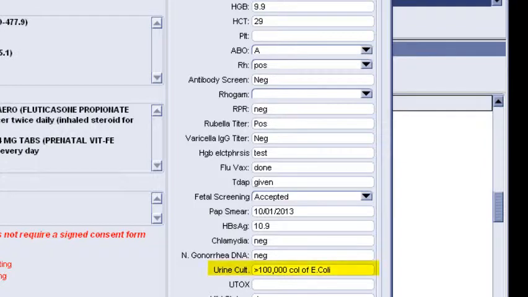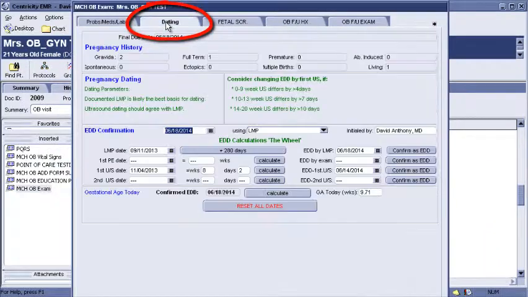The one thing that stands out in her particular case is that she has a positive urine culture, so we will need to make sure that she gets adequate treatment for that if she hasn't already. To get to the next tab, you just click on the word dating here.